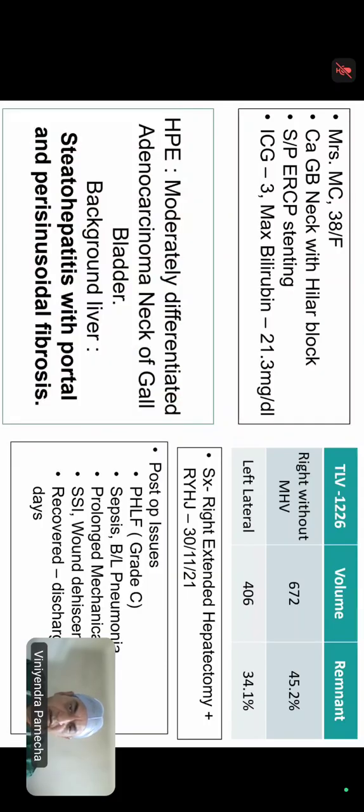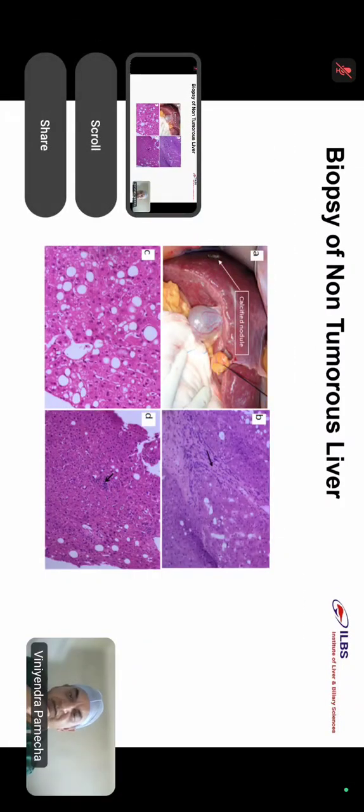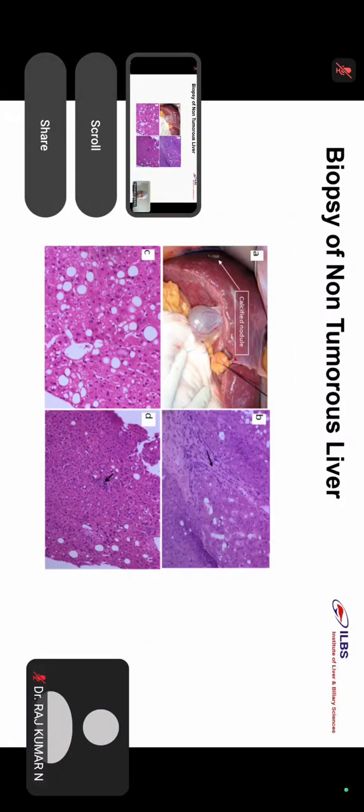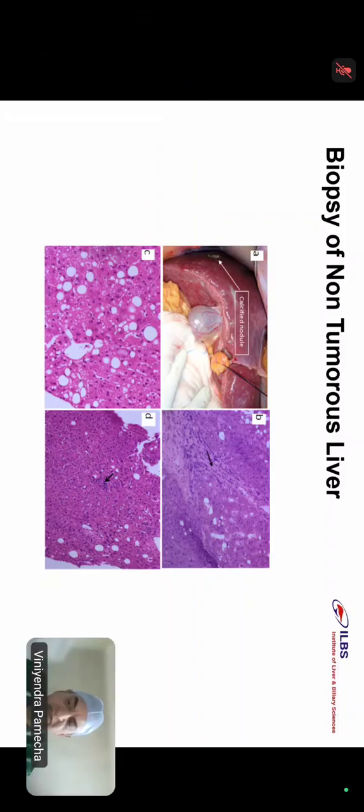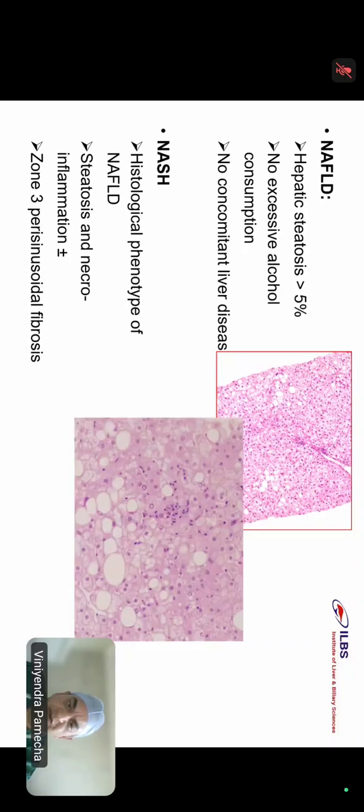Again, maybe we should have biopsied the normal liver. If we had done that, then we would have known about the steatohepatitis and fibrosis, and we might actually have done portal vein embolization in our case. So again, it is important to differentiate between simple steatosis and steatohepatitis. Steatohepatitis is known to be associated with post-hepatectomy liver failure.